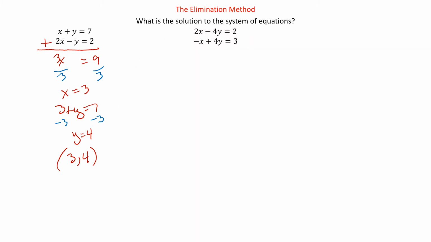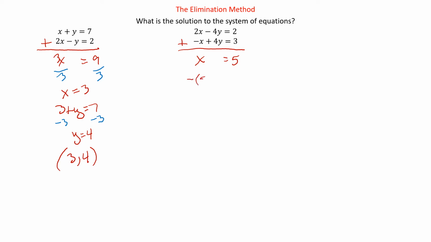All right, how'd you do on this one? Let's add these two together. So we have 2x plus negative x is just 1x. Negative 4y plus 4y goes away. It's eliminated. That's by design. Equals 2 plus 3 is 5. So x equals 5. We need to plug this in. It doesn't really matter which one we plug it into. I'm going to choose the bottom one in this case.